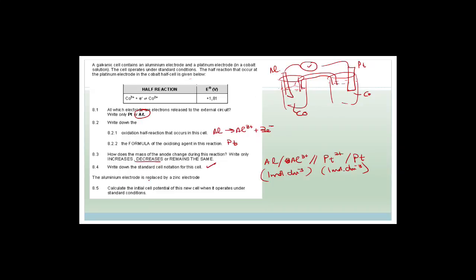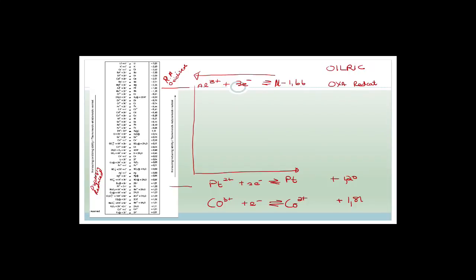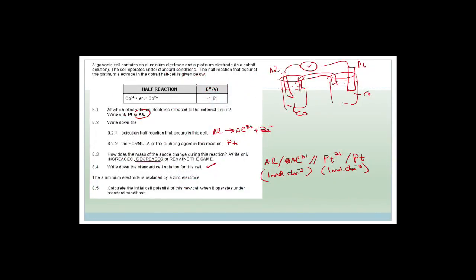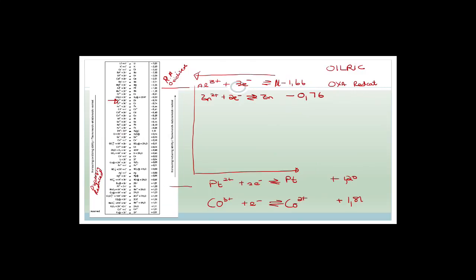The aluminium electrode is now replaced by a zinc electrode. So here is a zinc electrode over there, which is Zn2+ plus 2 electrons goes to zinc, Zn, and it's minus 0.76. And it says calculate the initial cell potential of the new cell when it operates. So now it is going from platinum to 0.76. So it's going to be 1.2 minus 0.76, which is going to be 1.96 volts. There you go.